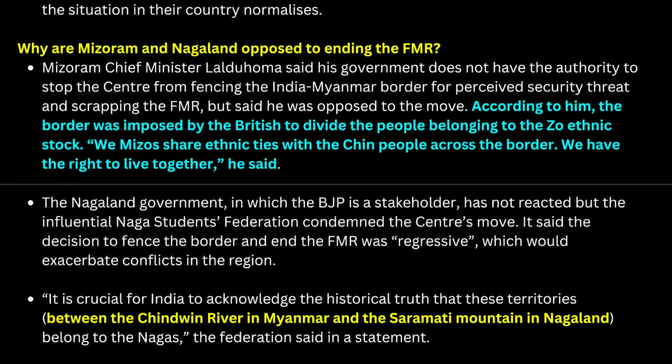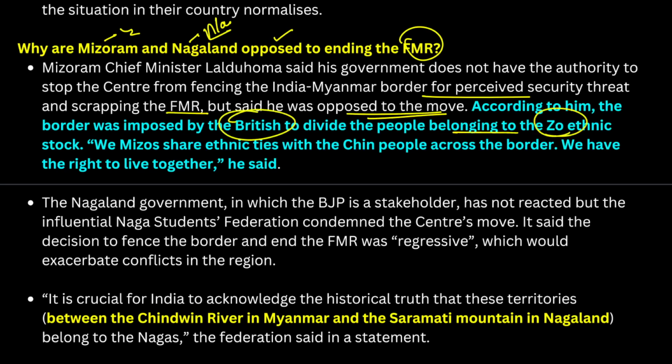Now let's see why Mizoram and Nagaland are actually opposed to ending the FMR, because of the Naga population here and the Kuki population here. So the Mizoram Chief Minister says that the state government does not have the authority to stop the Centre from fencing the India-Myanmar border for perceived security threats and scrapping the FMR, but said he was opposed to the move. According to him, the border was imposed by the British to divide the people belonging to the Zo ethnic stock. We Mizo share ethnic ties with Chin people across the border. We have the right to live together, simply.